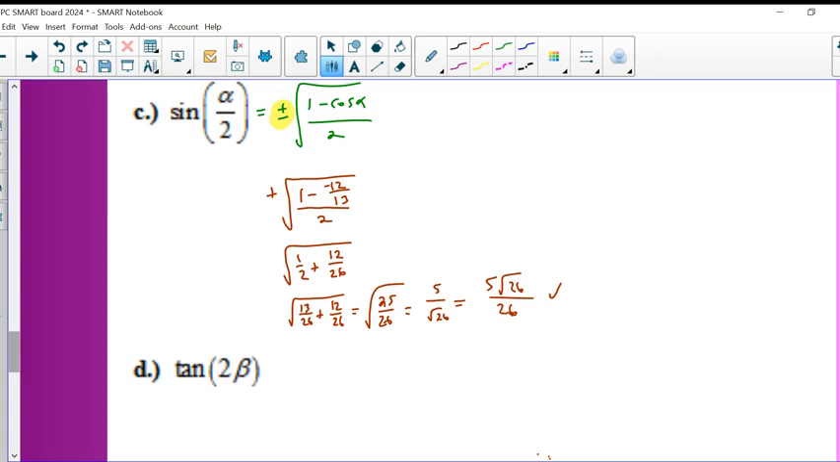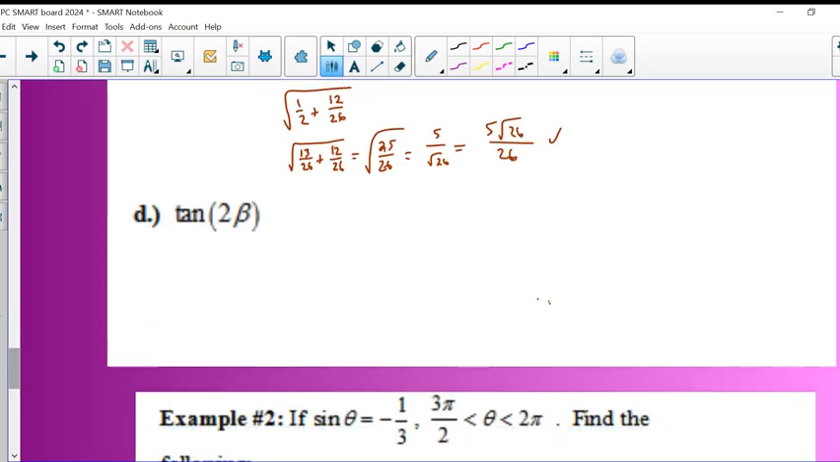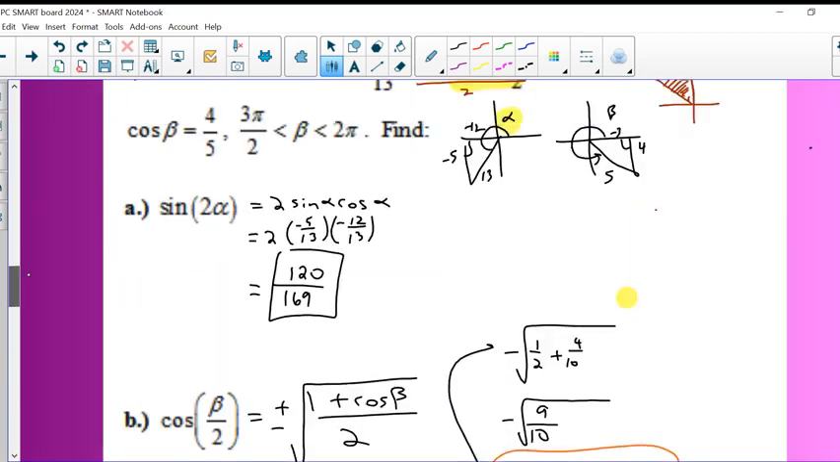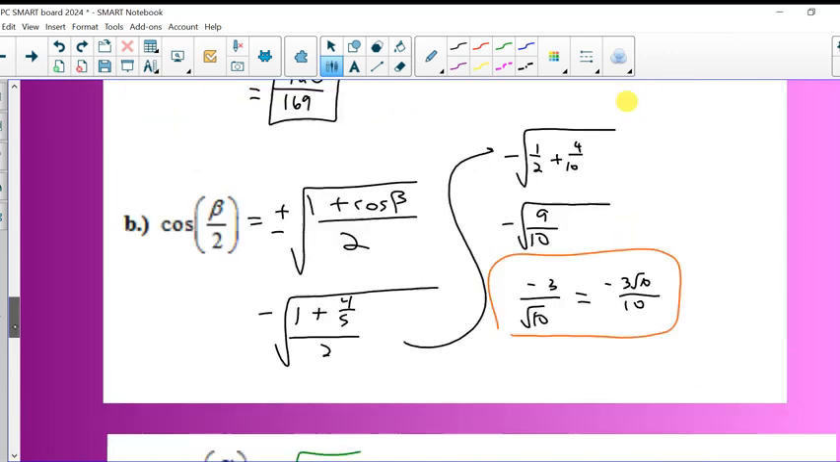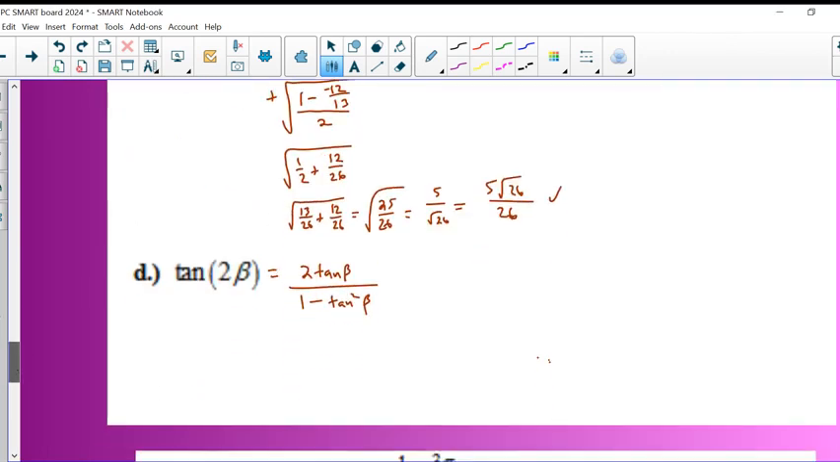I remember that. Okay, last one. It's our first one of expanding tangent of 2 beta. So we expanded by saying it's 2 tangent beta divided by 1 minus tangent beta squared. So we'll go back. Let's take a look at what beta is. Beta was our fourth quadrant angle. The tangent of it would be negative 4/3.